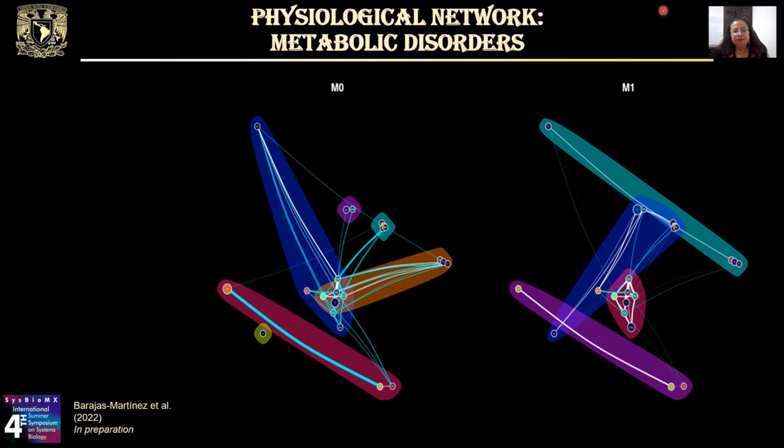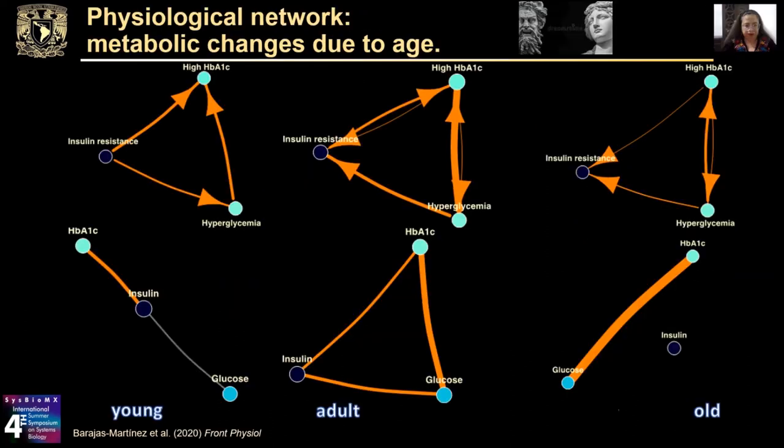Now let us consider some diseases. We will start with metabolic disorders. To illustrate the use of networks, let us consider only a triad case with three different metabolic variables, HbA1c, insulin resistance, and hyperglycemia. And see what happens also with glucose in the case of young, adult, and very old people.